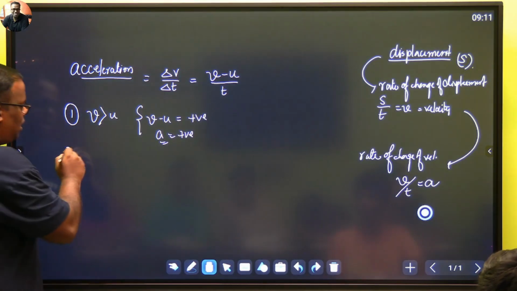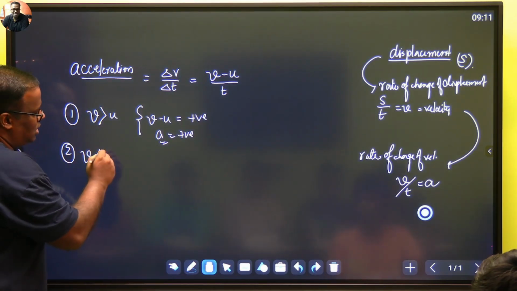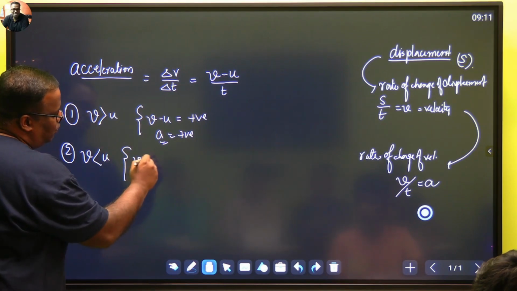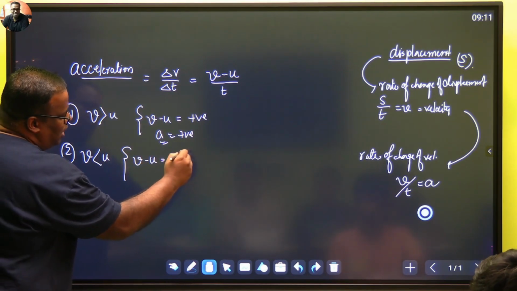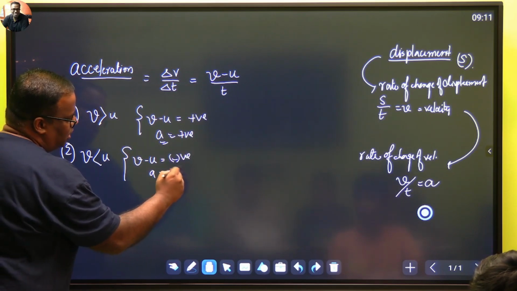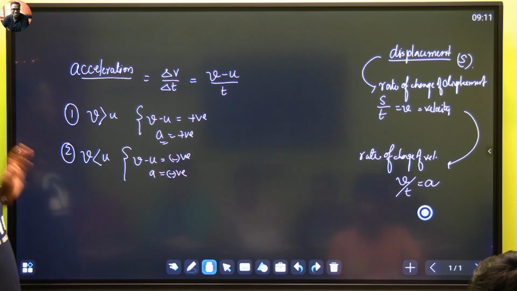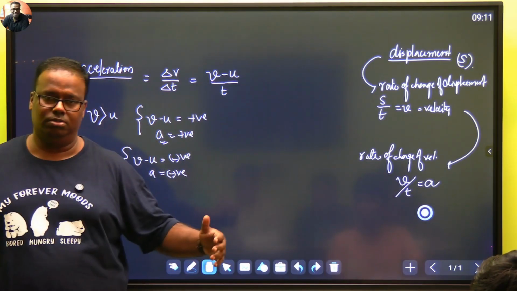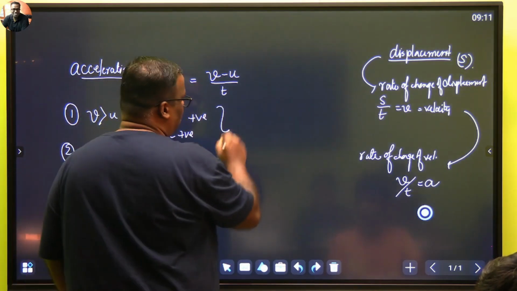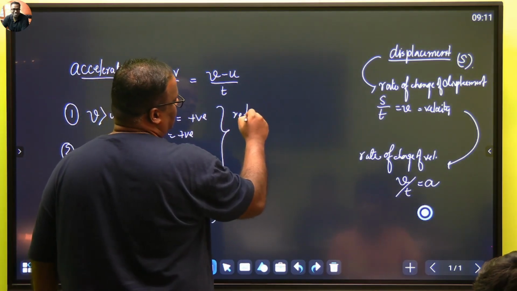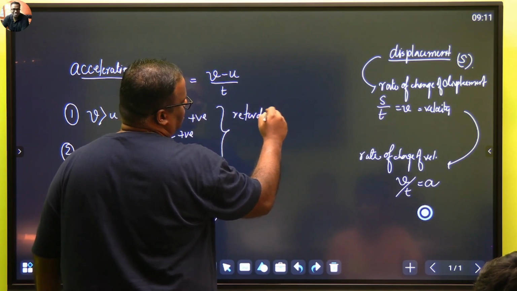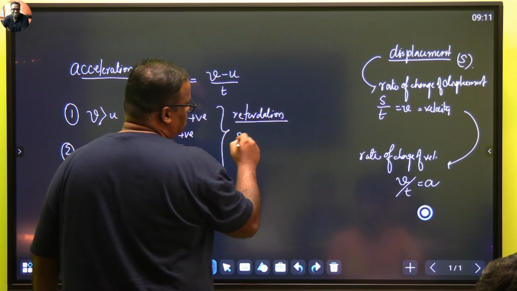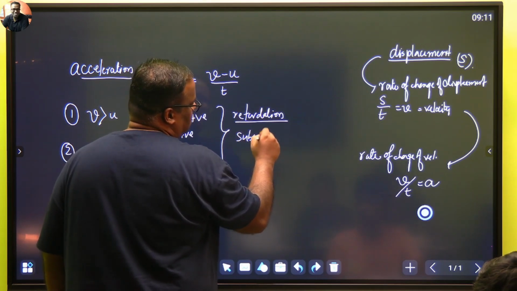And if in a scenario we get where our final velocity is less than initial velocity, the difference of v minus u will always be negative, which tells me that acceleration is negative. Acceleration negative का मतलब क्या है? That the vehicle is slowing down, right? So we bring another word out here which is known as retardation. Retardation is used subjectively. This is a subjective word.